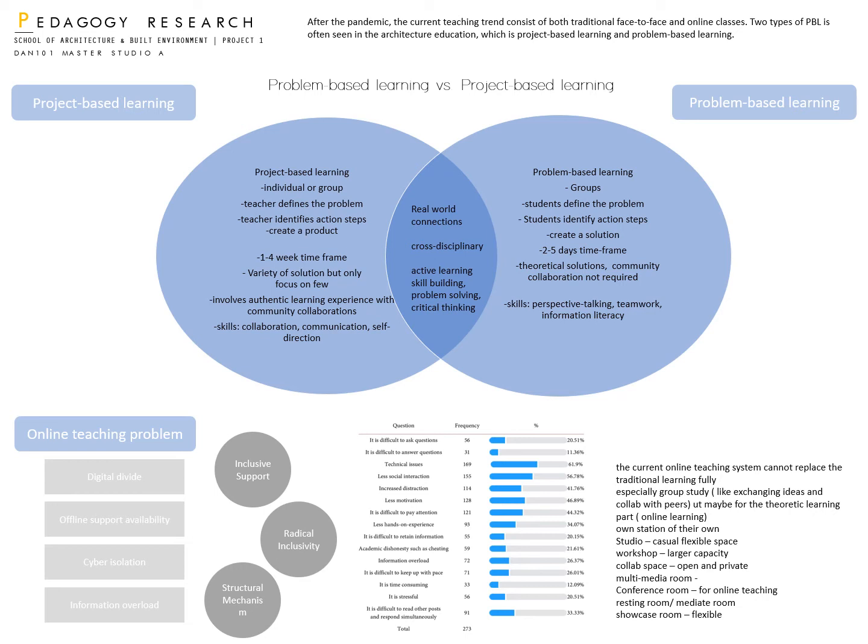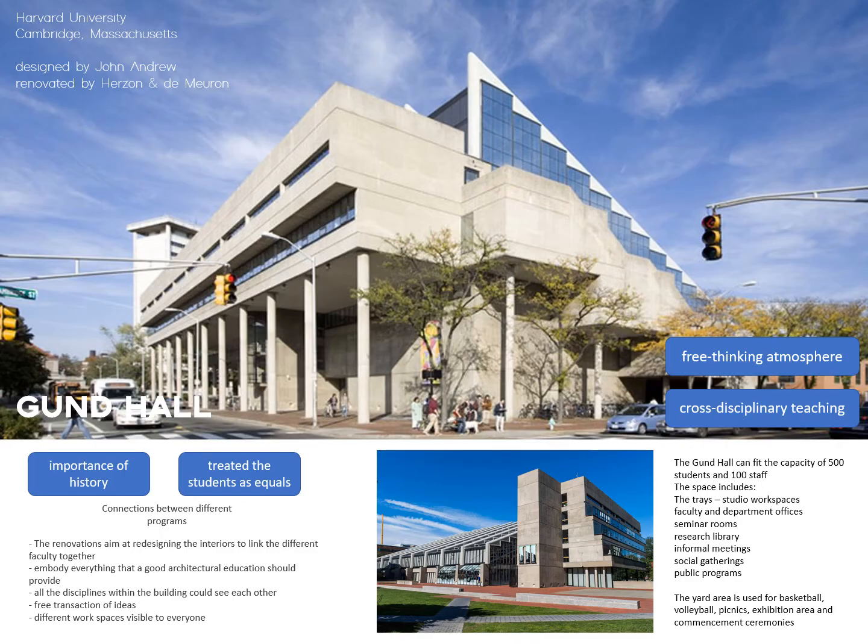One thing I want to point out is that I think the current online teaching system cannot replace traditional learning fully. So my focus for this project is how to enhance the current system with the space. For the precedent case study, I have done three: the Harvard Gund Hall, LTB in Monash, and the School of Design in Melbourne University.